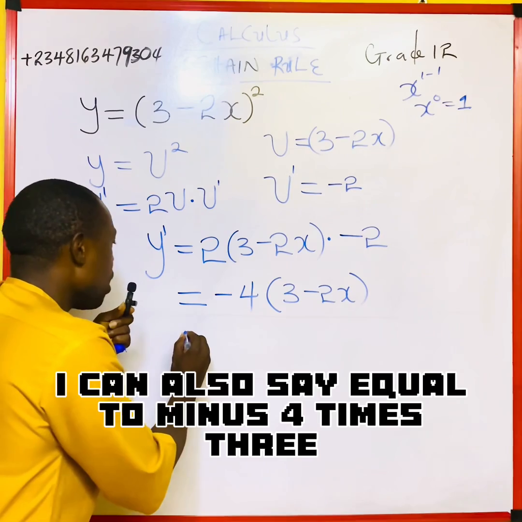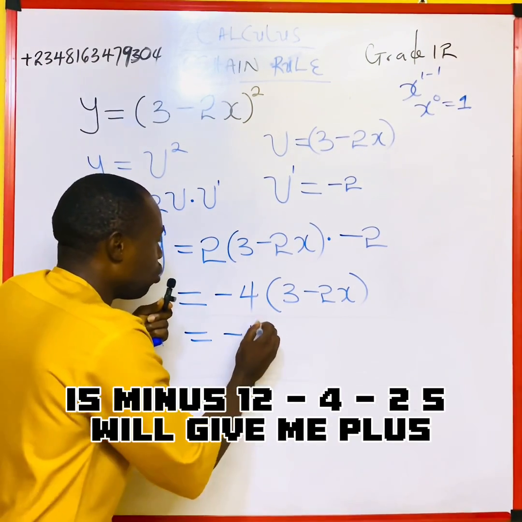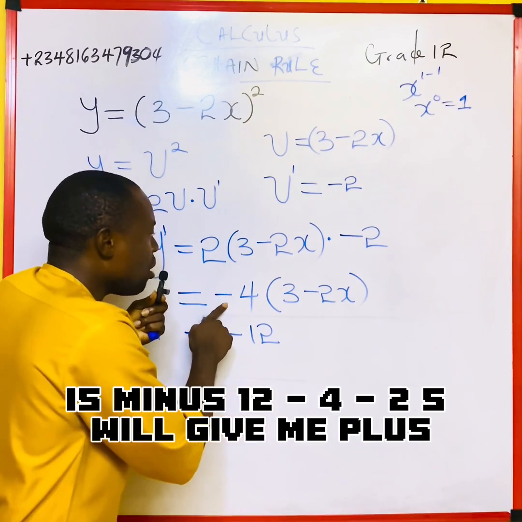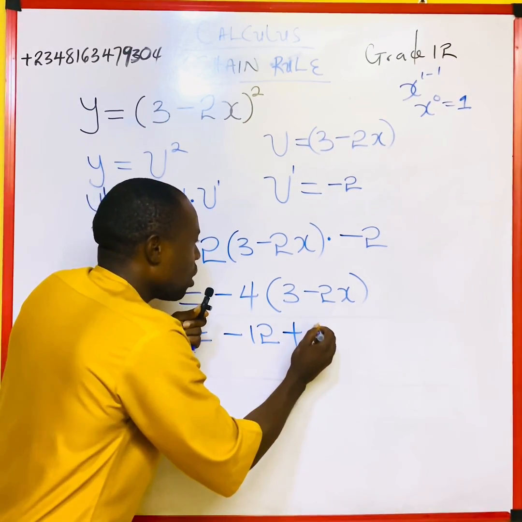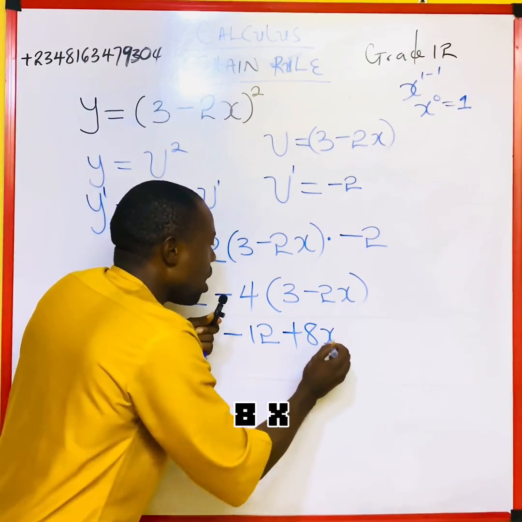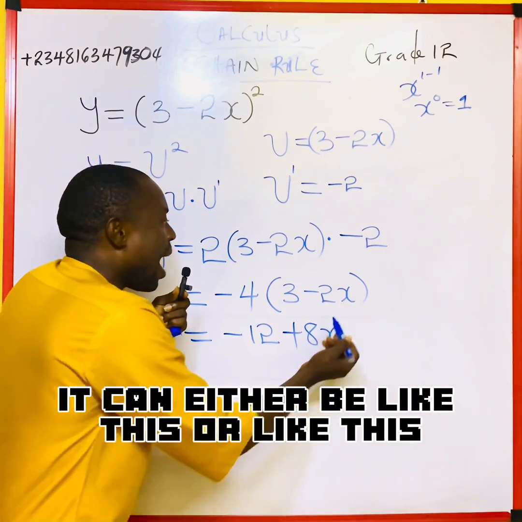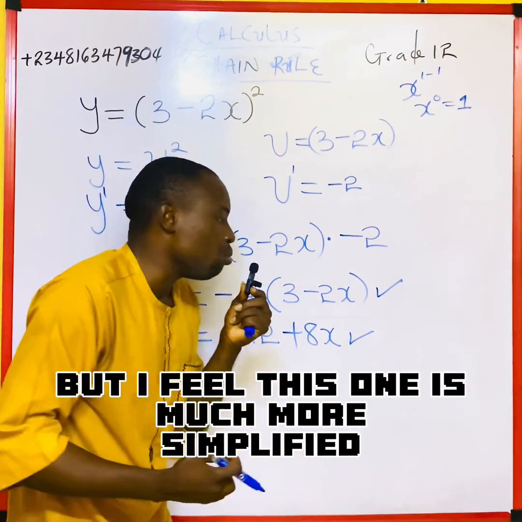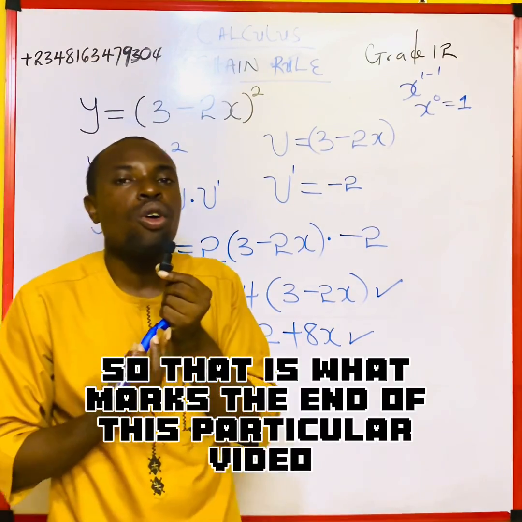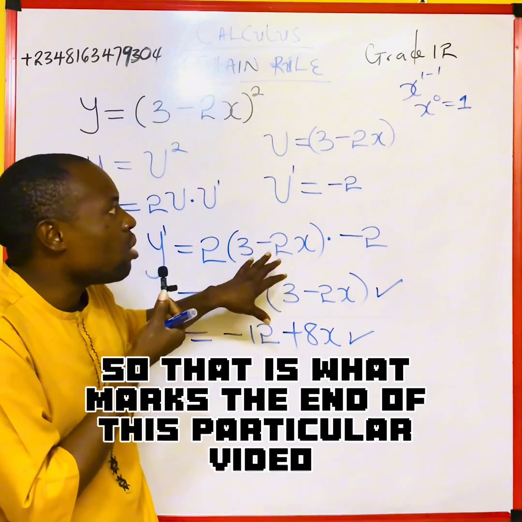I can also say equal to minus 4 times 3 is minus 12. Minus 4 times minus 2x will give me plus 8x. So anyhow you do it, it can either be like this or like this, but I feel this one is much more simplified. So that is what marks the end of this particular video.